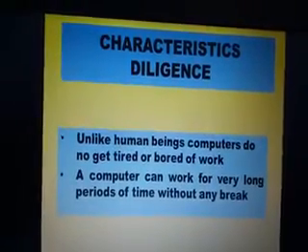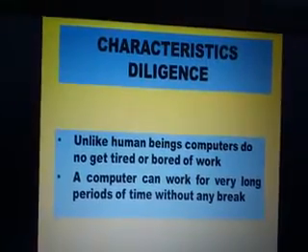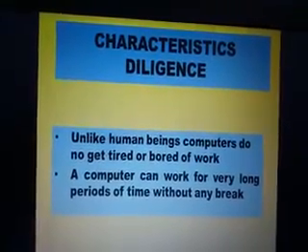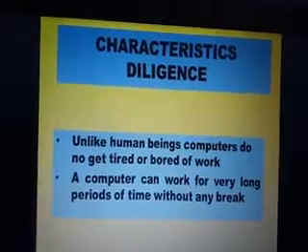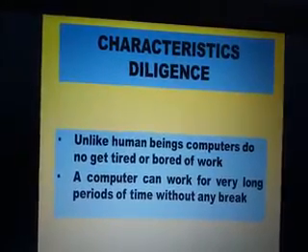Diligence. Unlike human beings, computers do not get tired or bored of work. A computer can work for very long hours without any break.